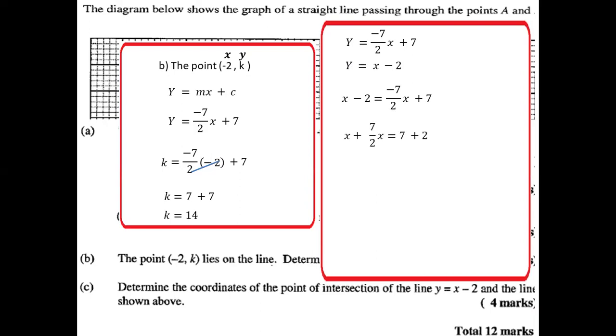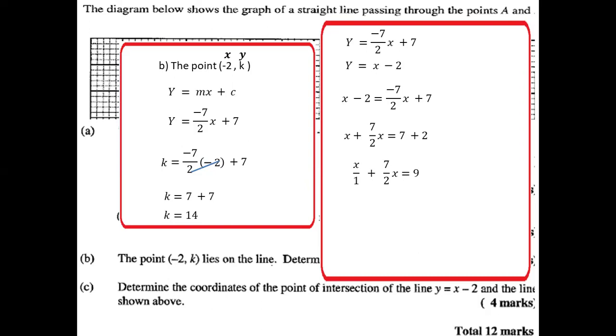We're going to group the like terms. So the minus 7x over 2, we're going to group it with the x on the left side of the equation. Since it's subtracting over this side, we'll add on this side. And the minus 2 here will add on the other side. So what we have is x over 1 plus 7 over 2, x equals 7 plus 2, which is 9.